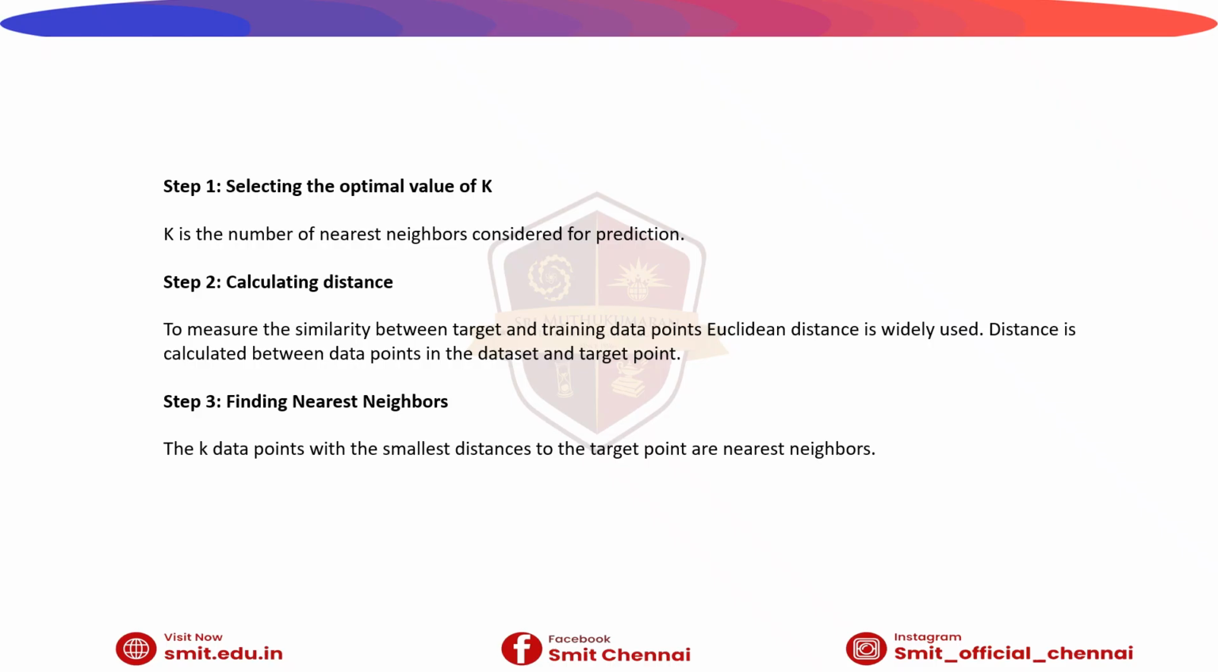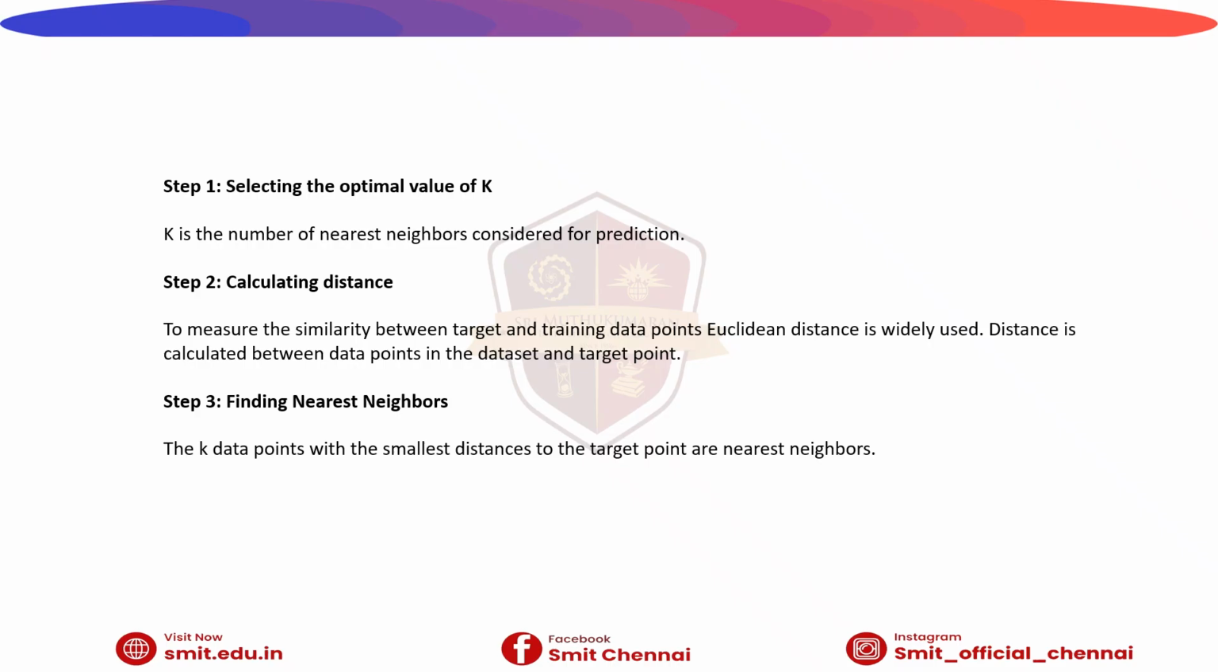The KNN algorithm works on the principle of similarity. It predicts the class or value of a new data point by examining the labels or values of its K nearest neighbors from the training data set. The first step is selecting the value of K. Here, K represents the number of neighbors considered for prediction. Choosing an appropriate value of K is important because a very small K may lead to overfitting, while a very large K may reduce accuracy.